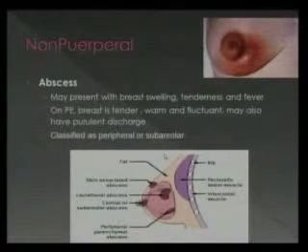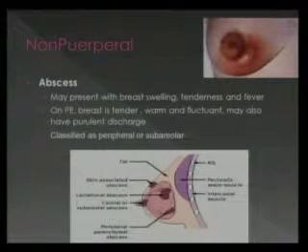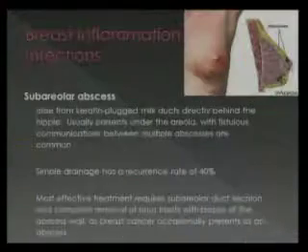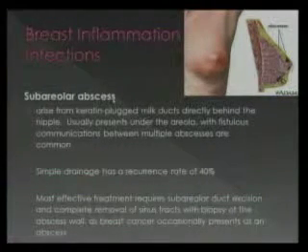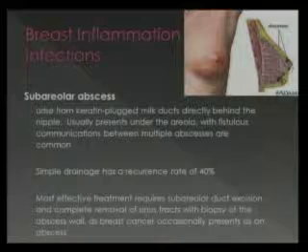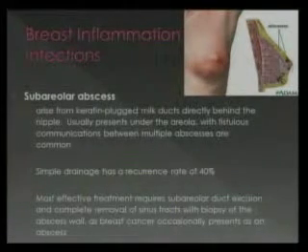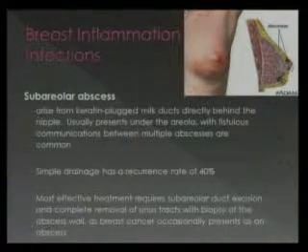On physical exam, it's tender, warm, with a fluctuant mass, and may have purulent discharge. They are characterized as either peripheral or subareolar. Your peripheral abscesses are going to be more skin infections like folliculitis or infection of the epidermal inclusion cyst or Montgomery glands, and they are adequately treated with drainage and antibiotics. Subareolar abscesses arise from keratin-plugged milk ducts, which are directly behind the nipple. This usually presents under the areola with fistulous communications between multiple abscesses.